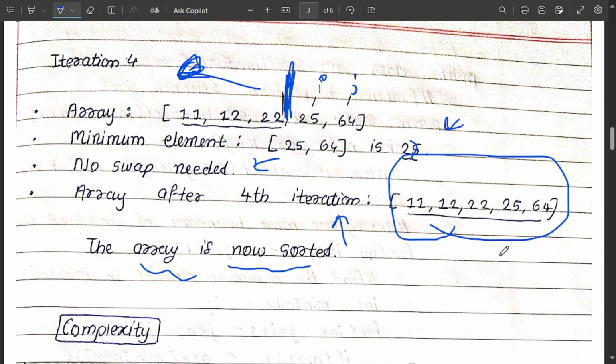It has been done in this way, and if you see, we basically have 1 2 3 4 5, five numbers inside an array. Now 5 minus 1 is equal to 4, so 4 iterations are going to happen over here. If there were 6 numbers, then 6 minus 1, 5 iterations would be taken by selection sort.